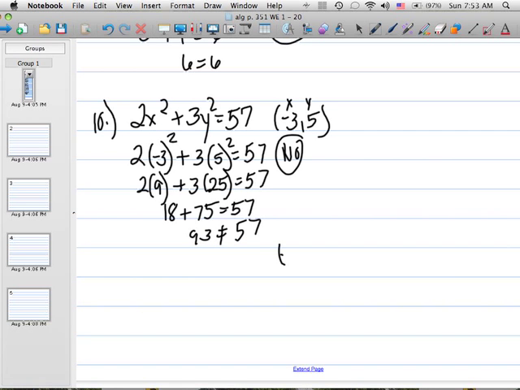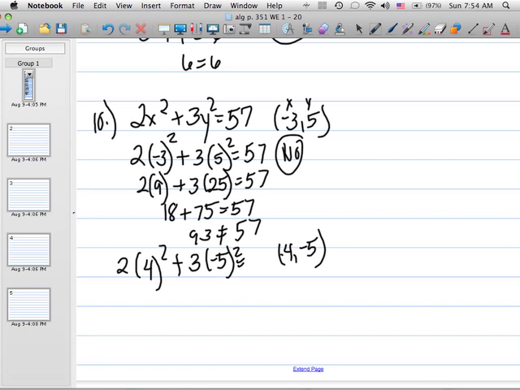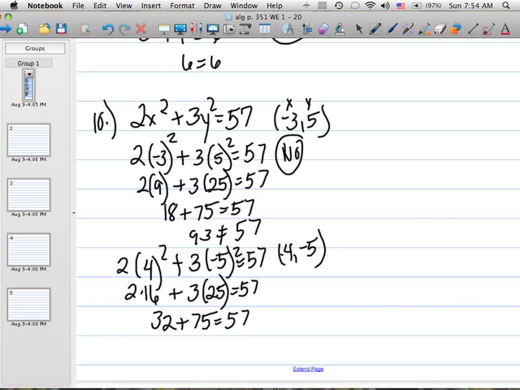Second ordered pair we're going to check is 4, negative 5. So 2 times 4 squared plus 3 times negative 5 squared. We're going to see if it equals 57. 4 squared is 16, so that's 2 times 16. Negative 5 squared again is 25. And I think we can again see it's not going to work. That's going to be 32 plus 75, which is way too much. That's 107, which does not equal 57. So that's a no.